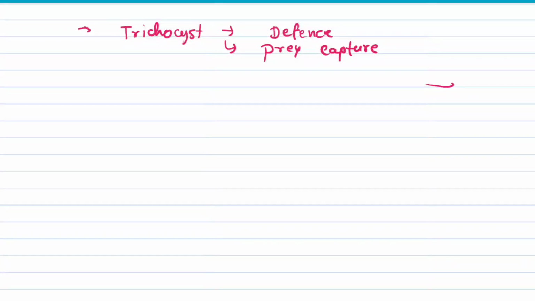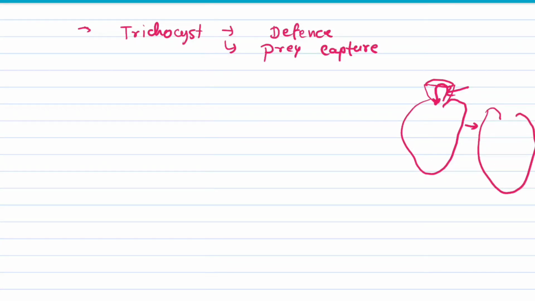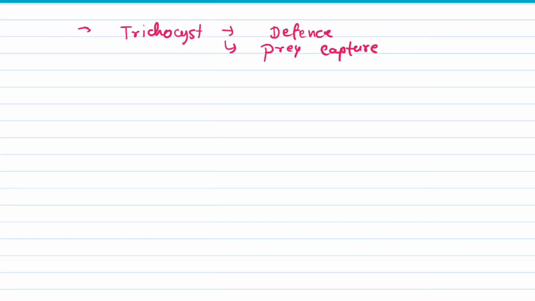It is a projection-like structure. For example, in a unicellular protozoan, trichocysts will be present, and these trichocysts may come outside from the protozoan when prey are present outside, and they come outside for capturing prey. Okay, so this is about trichocyst.